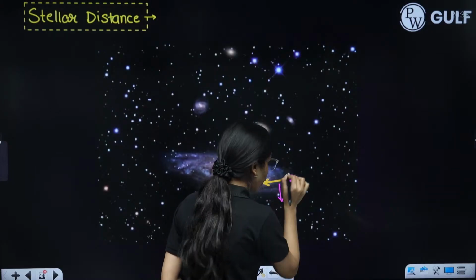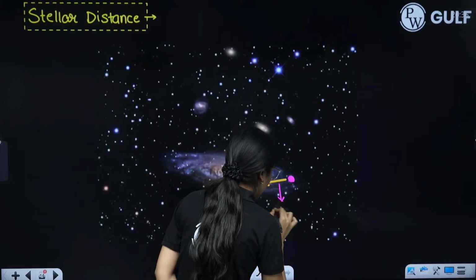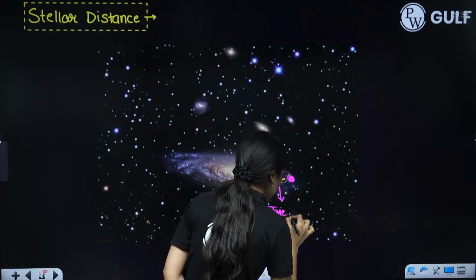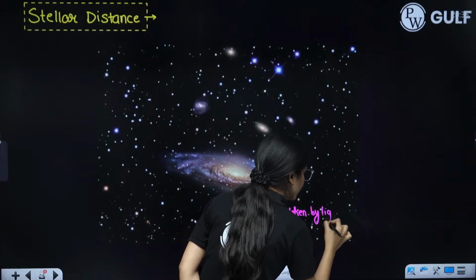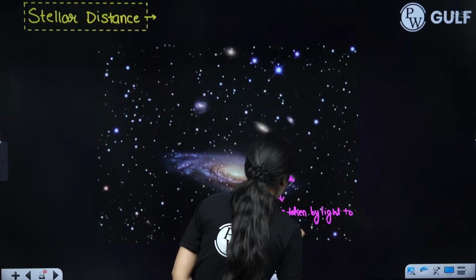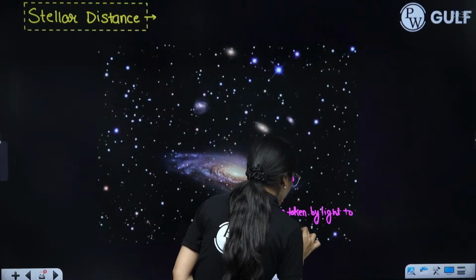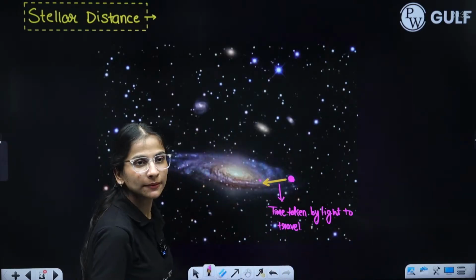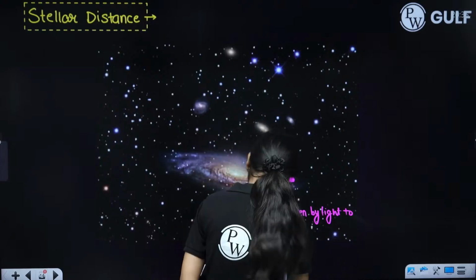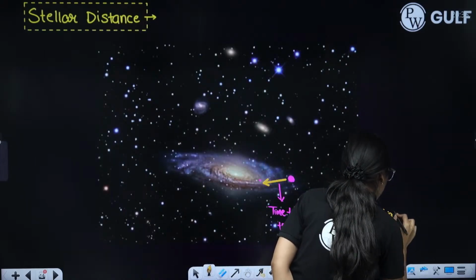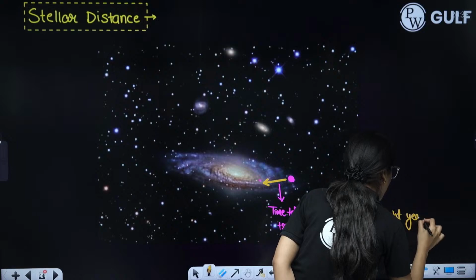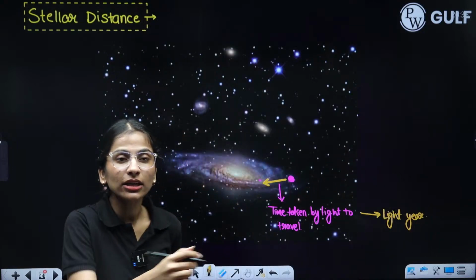And for the light to reach, time taken by light to travel between 2 points in the space is termed as a light year. Okay, light year. How much distance light covered?